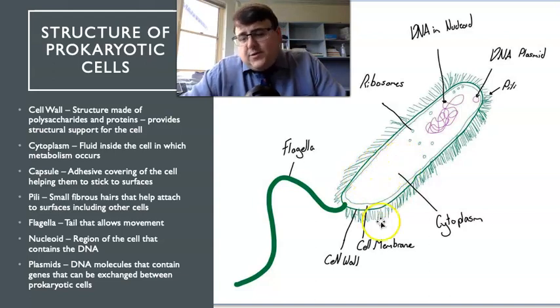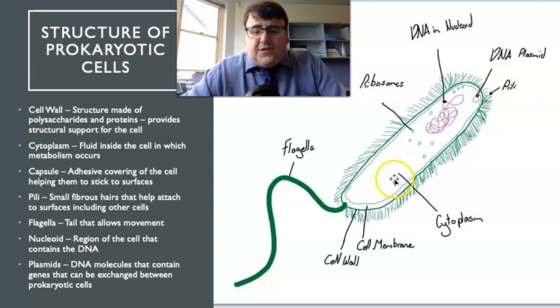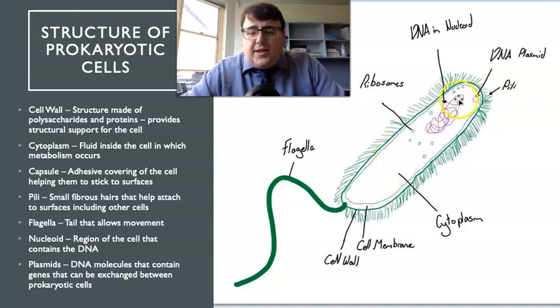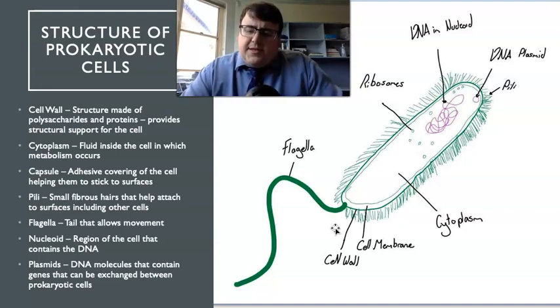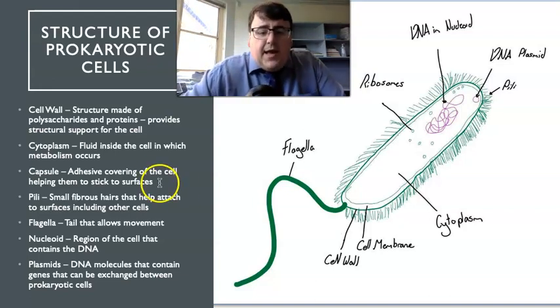Next, we do have a cell membrane as well, but we won't talk about that right now. We'll talk about it in more detail when we get to the eukaryotic cells. Next up is the cytoplasm. The cytoplasm is the fluid, essentially all the white space here, inside the cell, and that's going to contain enzymes, proteins, salts, anything that's going to help with metabolism. It's in the cytoplasm. We also have a capsule.